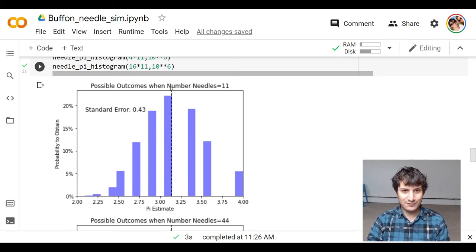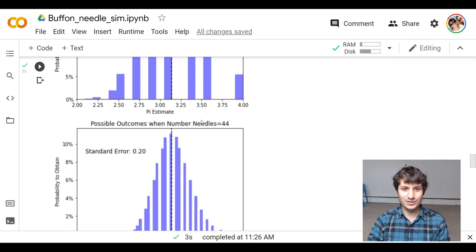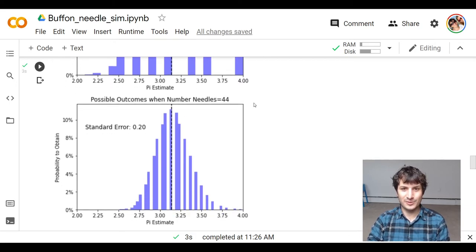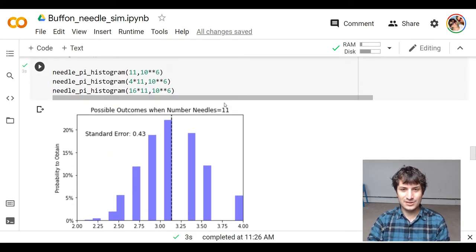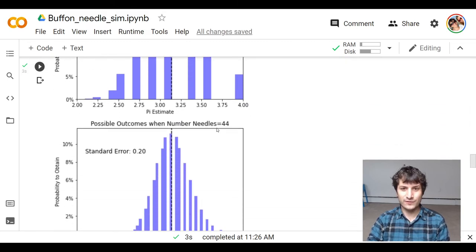So even though the best possible thing is pretty close, and that happens most of the time, or maybe 22% of the time, it's the most likely thing to happen, the overall error is pretty big. 0.43 is not a great error to have when you're trying to estimate a number that's around 3. So what you can do is run more experiments. Here, instead of using 11 needles and throwing them, I'm doing 44 needles.